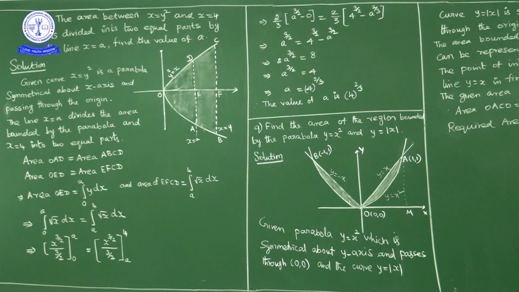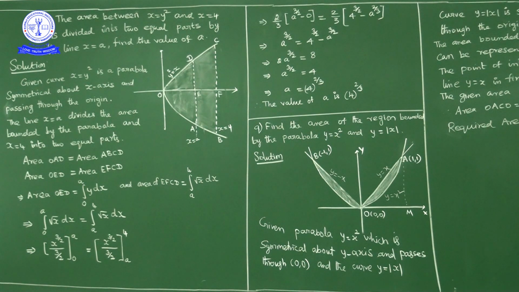So nothing but here, only in the first quadrant, if you check, the area of OAD, this area, is equal to the area of CDAB. Okay. This is given. So what you can conclude is that the area of OAD, this area, is equal to the area of ABCD, this area.